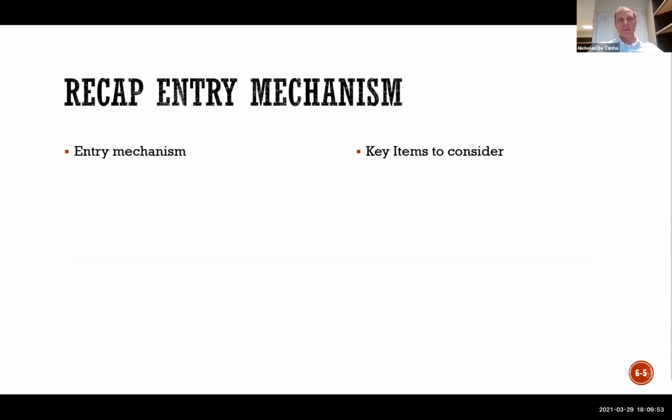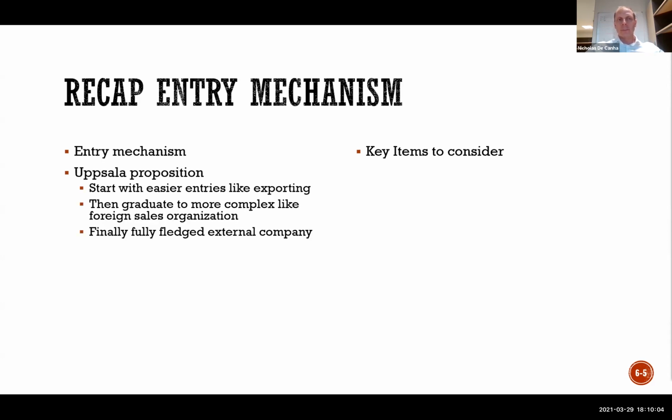I also wanted to recap the entry mechanism, and we're going to do a breakout in a slide or so. But we spoke very quickly about this. Remember the Uppsala proposition, from several lectures ago, which said that effectively you start with low complexity challenges, such as simply exporting your product. That can be with no warranty. Effectively, you're sending a box overseas. And once you get used to that, you then might set up a foreign sales office, maybe even a foreign subsidiary, and then you get all the way to setting up a company, which could include manufacturing or that kind of value creation.